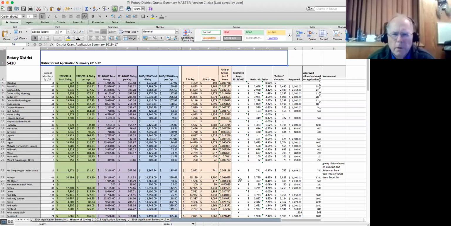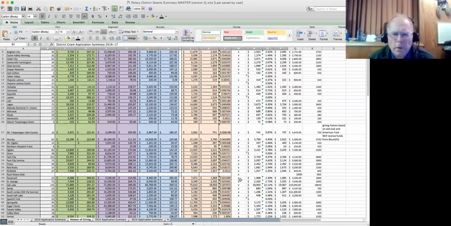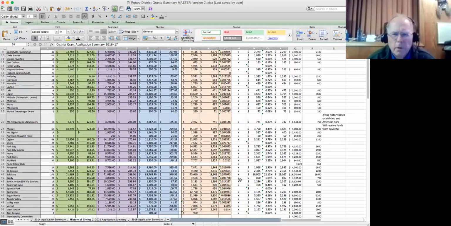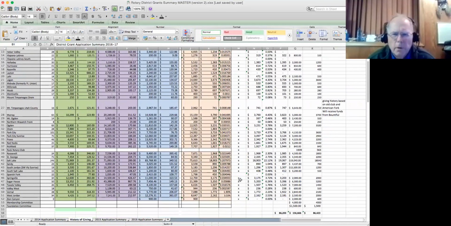Yep. And again, it's really important that we calculate this based on your membership, because otherwise a club like Salt Lake that has a lot of members and also a lot of donations would get all the money. But by doing a per capita, even a small club, as long as your members are donating a reasonable amount, at least $100 a year, then they're getting the same credit. And that makes it really important.